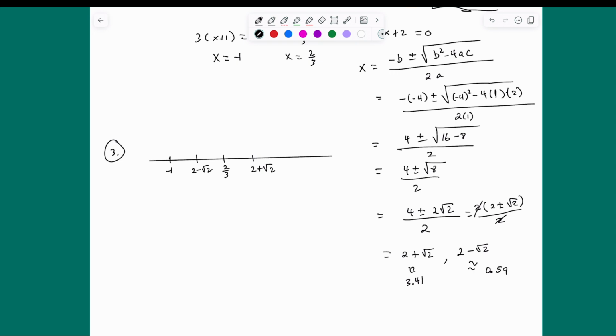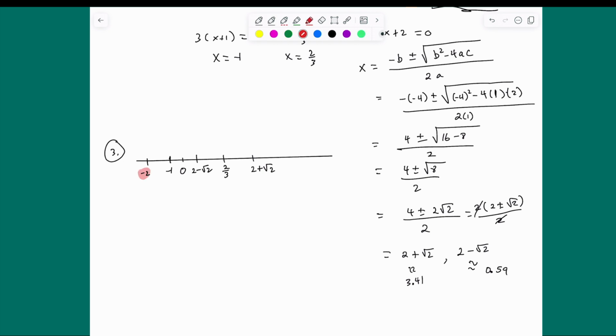We have the interval from -infinity to -1, the interval between -1 and 2 minus root 2, and then the interval from 2 minus root 2 to 2/3, and then the interval between 2/3 and 2 plus root 2, and then 2 plus root 2 all the way to infinity. Okay, so let's go ahead and take a test point. I'm going to take a test point between -1 and 2 minus root 2. So remember, between those numbers, 0 is somewhere in there. That's probably the best one to choose there.